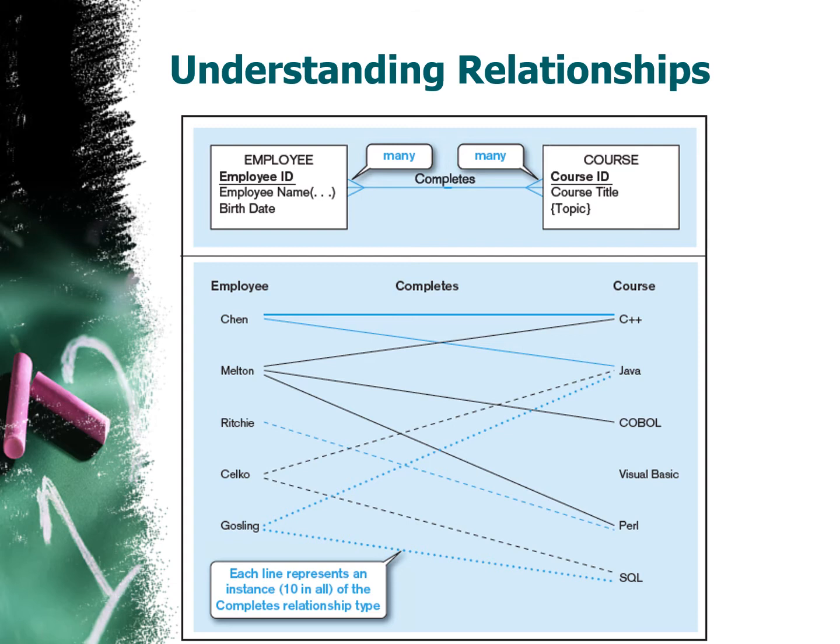So Chen here completes C++, completes Java, Melton completes C++, COBOL, Perl, and so on. This is actually very important, so you have to understand the relationship between these two entities.